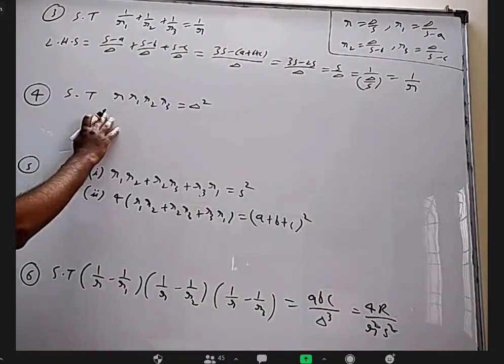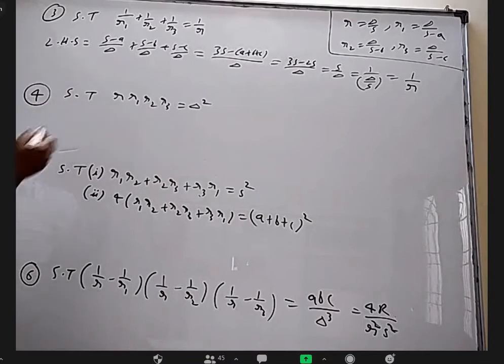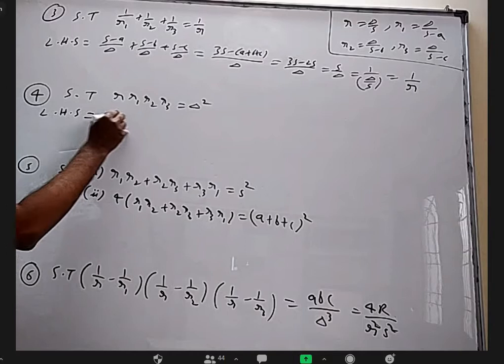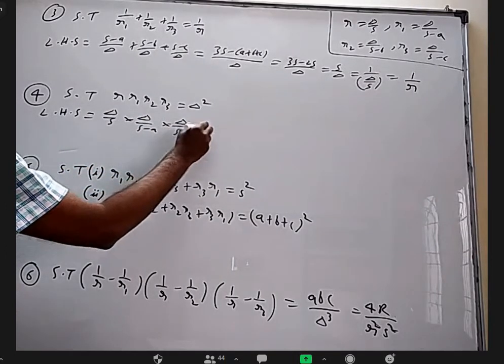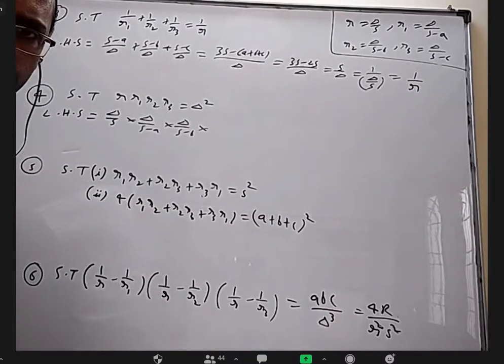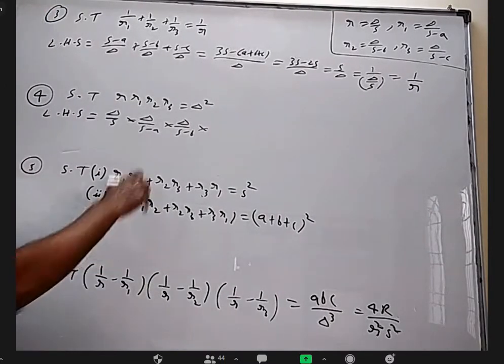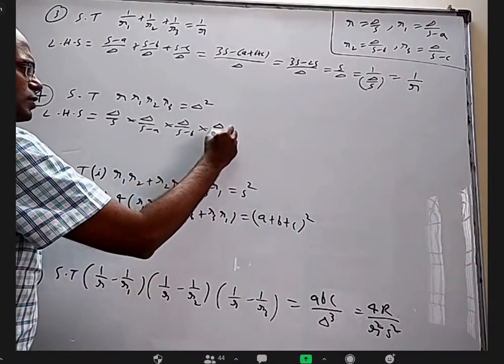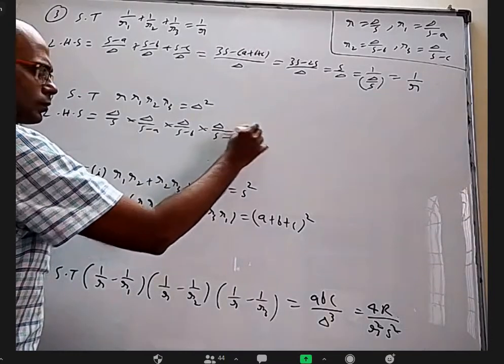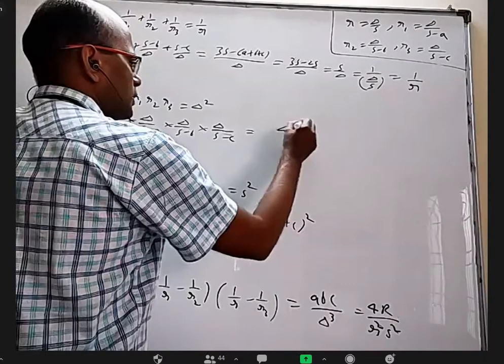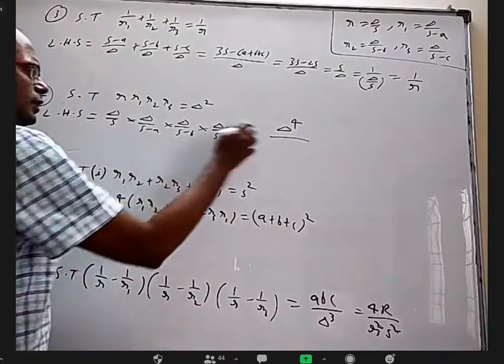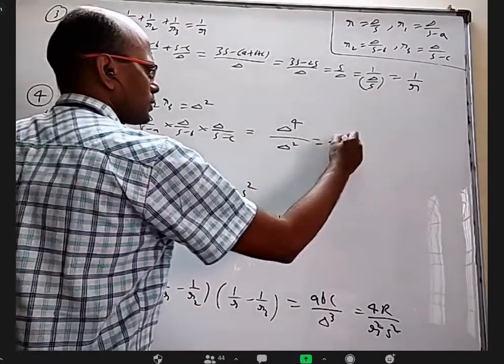This is also very simple. I'm writing the question. It's okay. This is delta by S. This is delta by S minus A. This is delta by S minus B. This is delta by S minus C. This numerator is delta power 4 and denominator is delta square, which will be delta square.